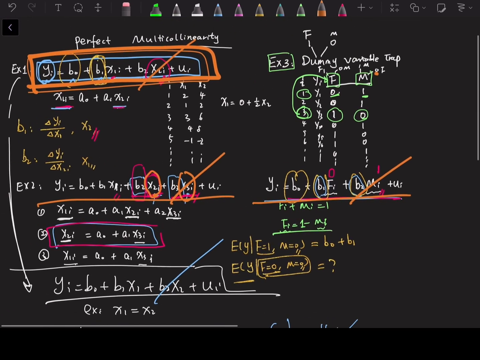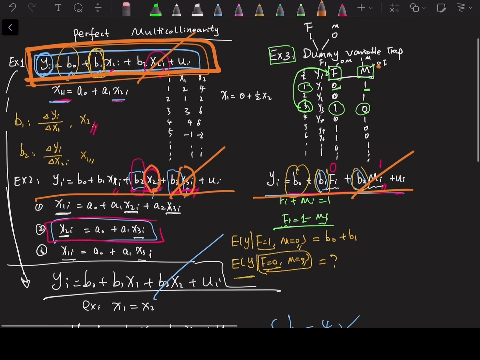So this is today's video: perfect multicollinearity. By definition, perfect multicollinearity means one regressor is an exact linear function of some of the other regressors. The consequence of perfect multicollinearity is that you cannot get all the coefficients of regressors estimated. And to remedy the problem, you just need to drop one of the regressors.